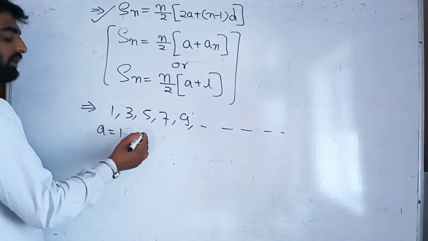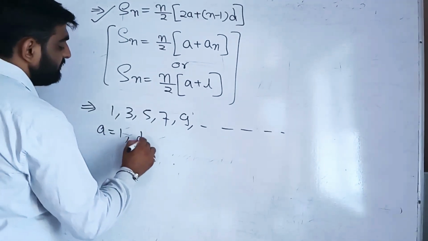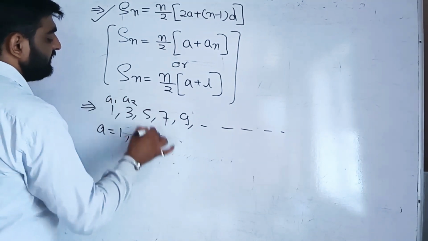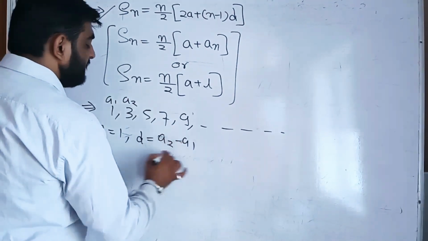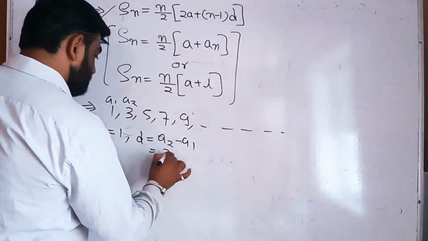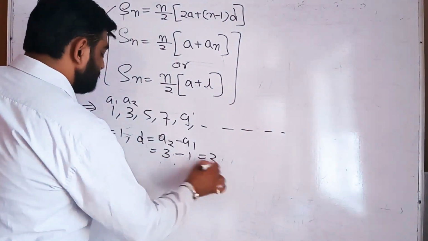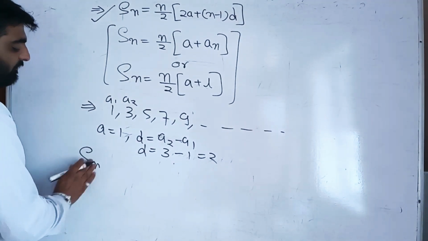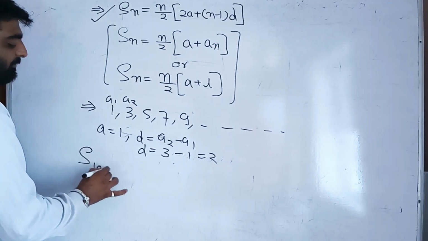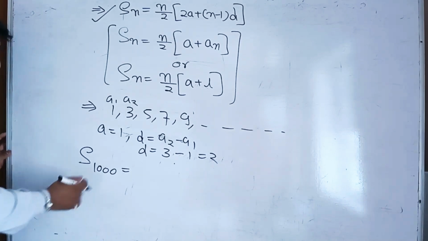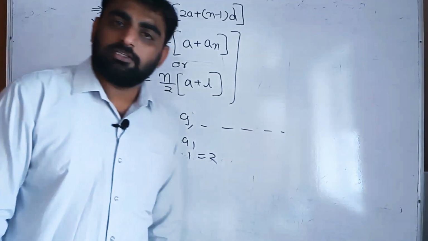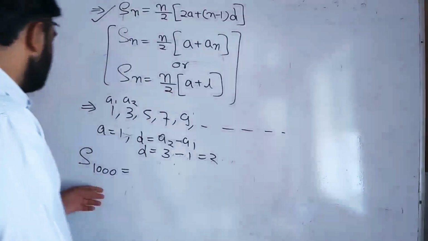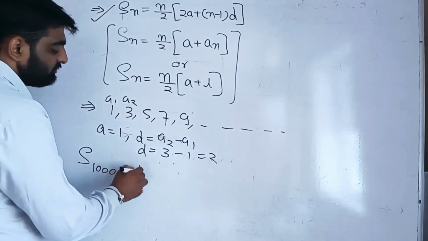Here a is 1, as discussed in previous videos. That is, d is equal to A2 minus A1, that is 3 minus 1, which is 2. So here d is 2. We have to find the sum of 1000 terms of the AP, so here n is considered as 1000.